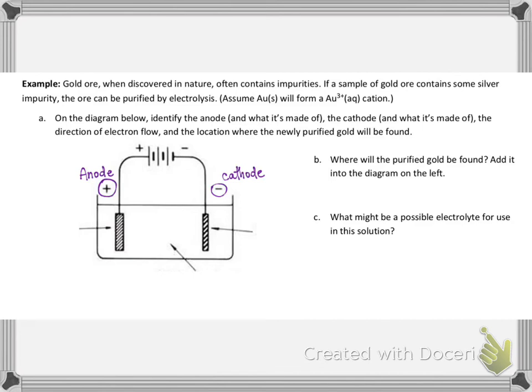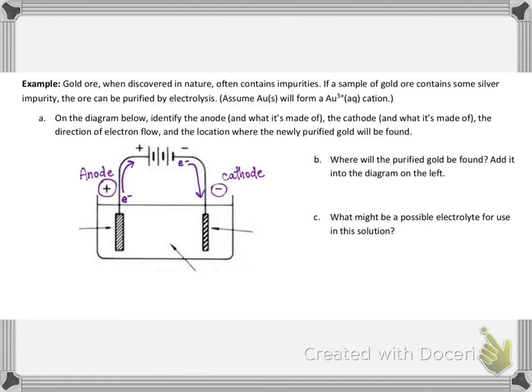Okay, first in part A, we wanted to identify the anode and what it's made out of, and the cathode and what it's made out of. So we had to figure out where they were and what's going on. Well, first we had the positive and negative charges. Remember, electrolytic is a positive anode. So the anode was positive, the cathode was negative, and the electrons still flow from the anode to the cathode.